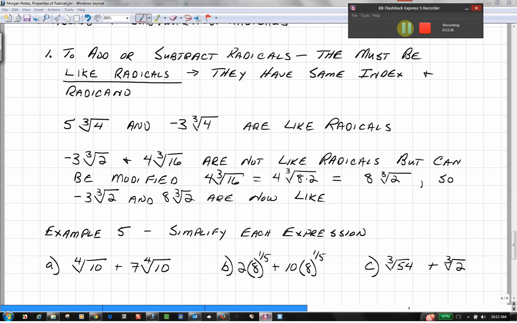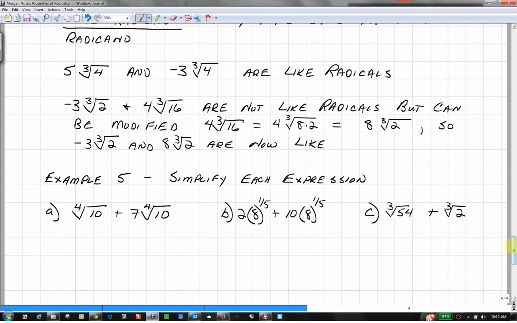Now, adding and subtracting. So notice what we have here. We have an addition and we have a subtraction. So we're not going to be doing any multiplication. But for me to add two numbers together like this, they have to have the same index and the same number under the radical, just like x's. So if I could get the fourth root of 10 and the fourth root of 10, basically this is 1 fourth root of 10 plus 7 fourth roots of 10. I get 8 fourth roots of 10.